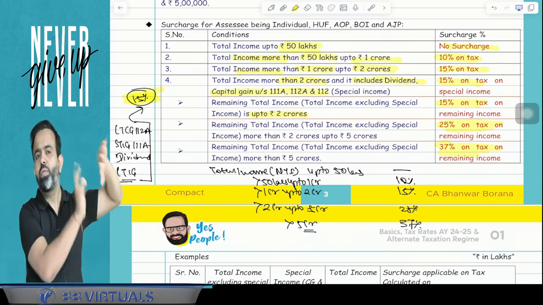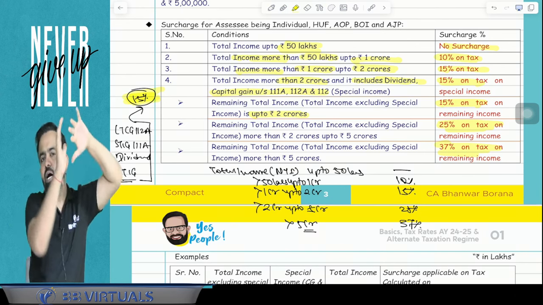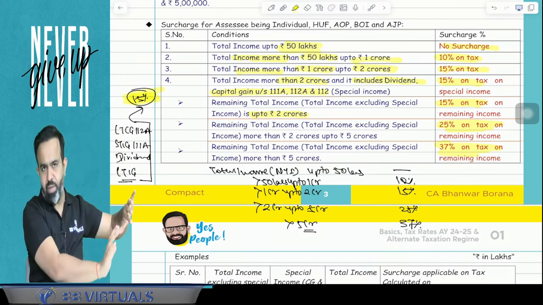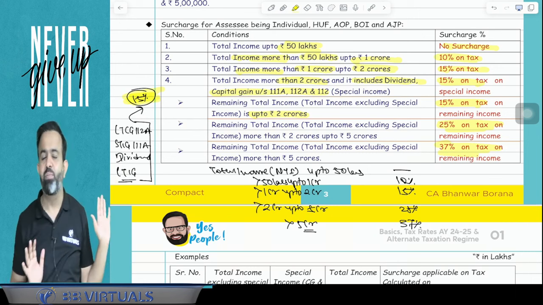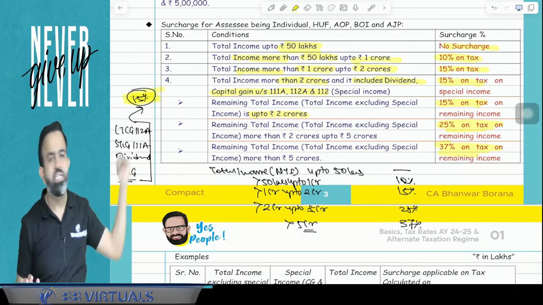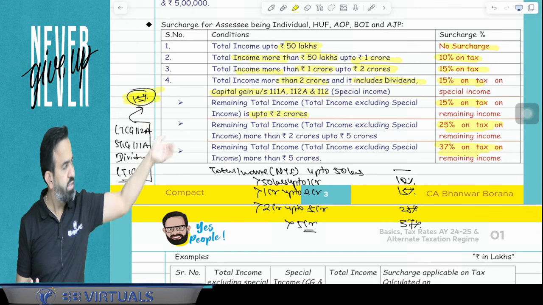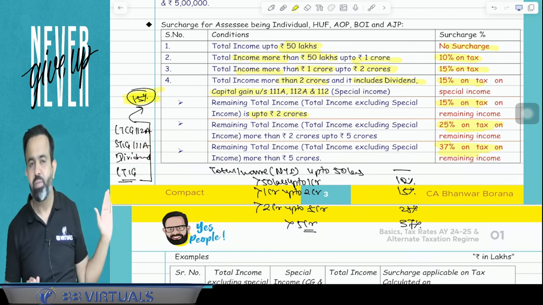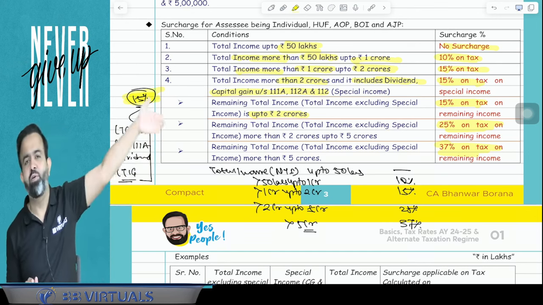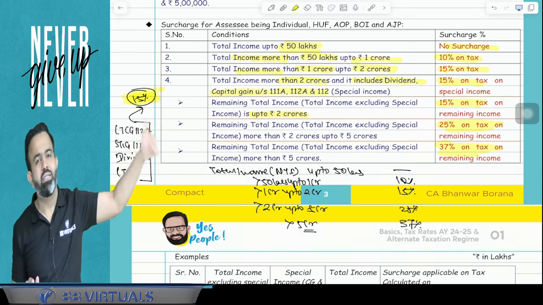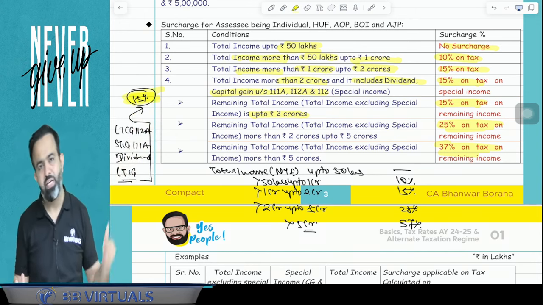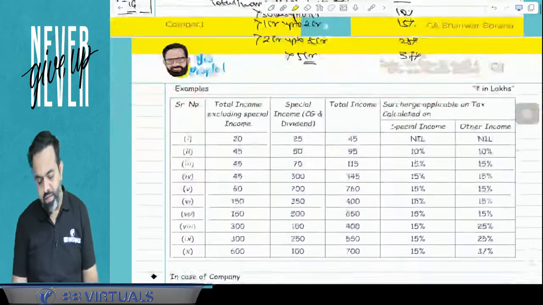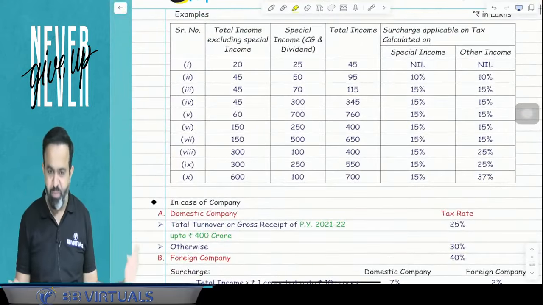Now, what is the amount of the remaining income? If remaining income is up to 2 crore, then tax on such remaining income and surcharge on that tax is 15%. But suppose that remaining income itself is more than 2 crore, then surcharge is 25%. If that remaining income is more than 5 crore, then surcharge is 37% on that tax. You got my point or not? Yes. Once you do some examples, you will be able to understand.